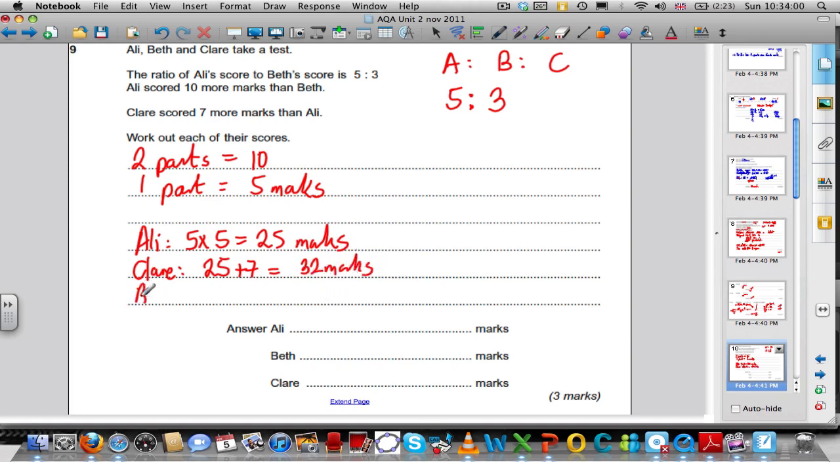And what did Beth score? Beth, out of interest, had 3 parts of 5 marks, so 15 marks. So therefore Ali, as we say, scored 25, Beth scored 15, and Claire scored 32. Nice, straightforward, easy 3 marks there.